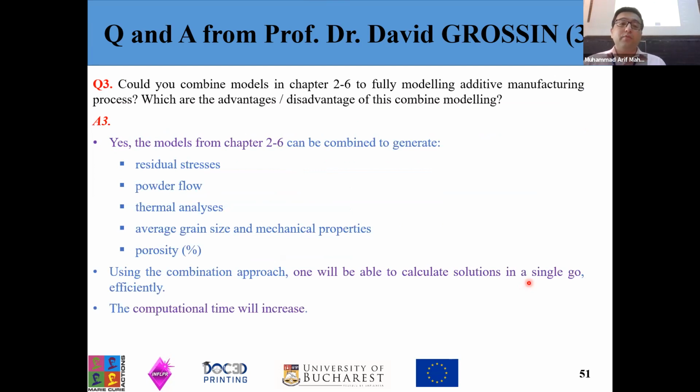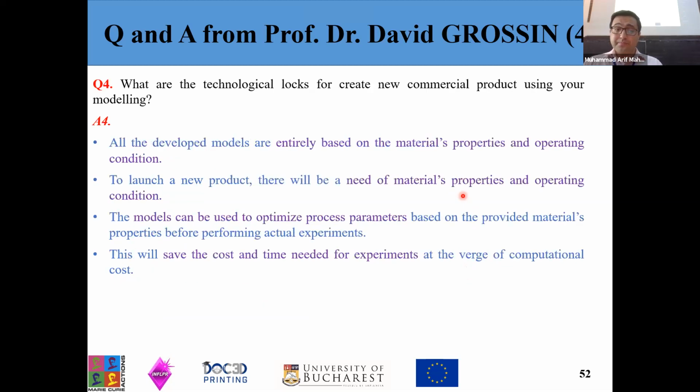So question 3 was, could you combine models in chapter 2 to 6 to fully model additive manufacturing processes? What are the advantages and disadvantages of this combined model? Yes, of course, we can combine all the models to generate a cumulative solution for residual stresses, powder flow, thermal analysis, average grain size, mechanical properties, and the porosity. So using this combined solution, one will be able to calculate the solution with a single command. But on the other hand, the computational time will increase.